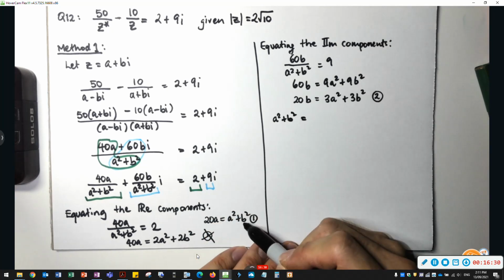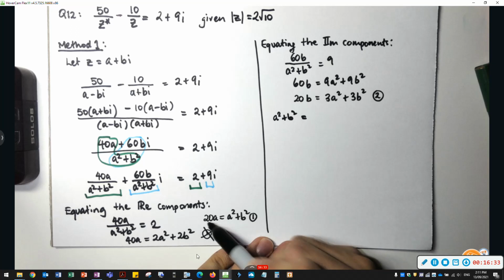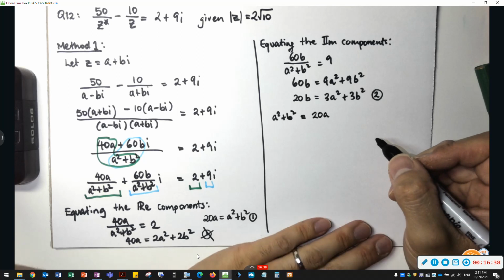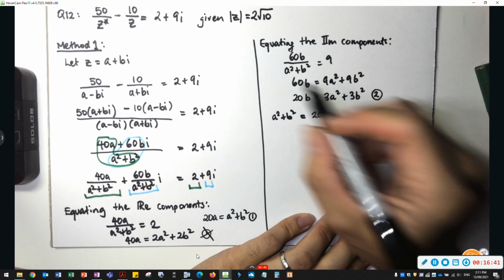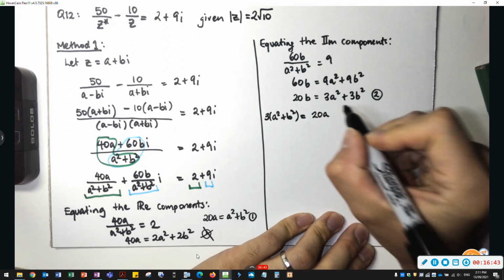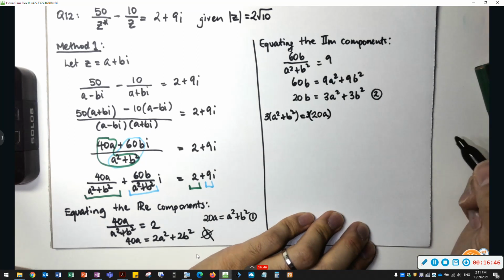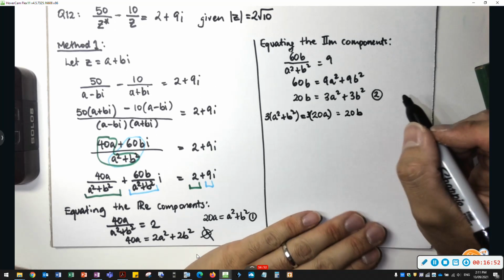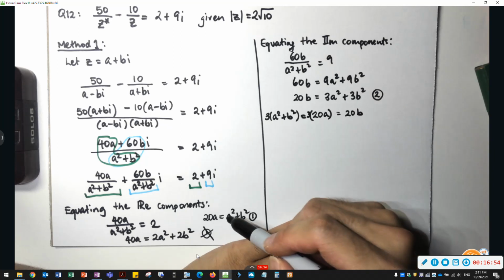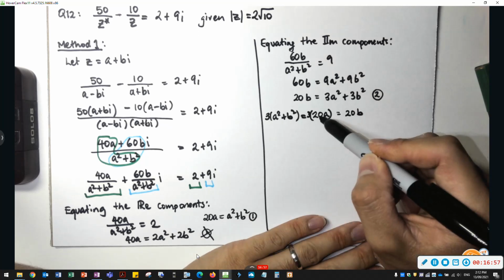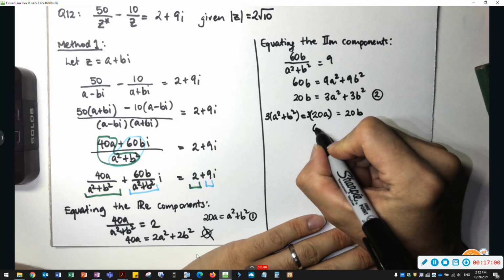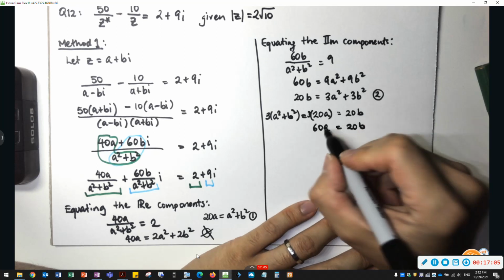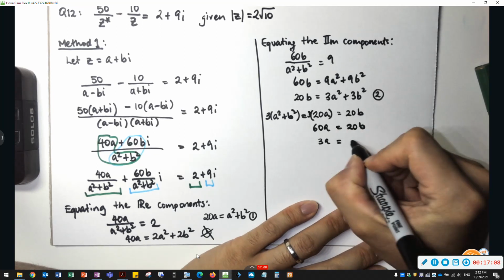Oh, sorry, it was over here. I'm looking at the wrong part. A squared plus b squared equals 20a. But over here, you've got 3 of them. So I'm going to multiply that by 3, and that should equal 20b. I've just done substitution in a really strange way. I've just used 20a over here. There's 3 of them. Hope you can understand that. So now I've got 60a equals 20b. So divide both sides by 20. I've got 3a equals b.